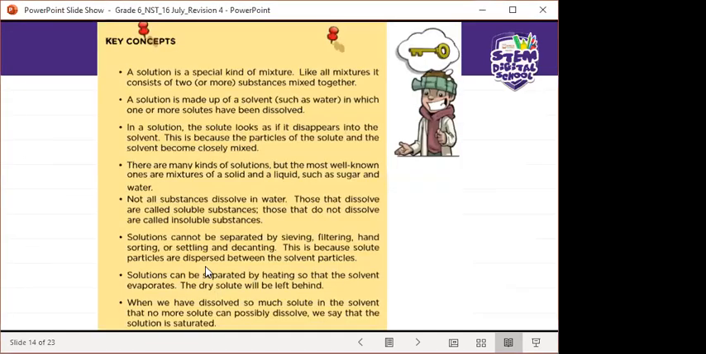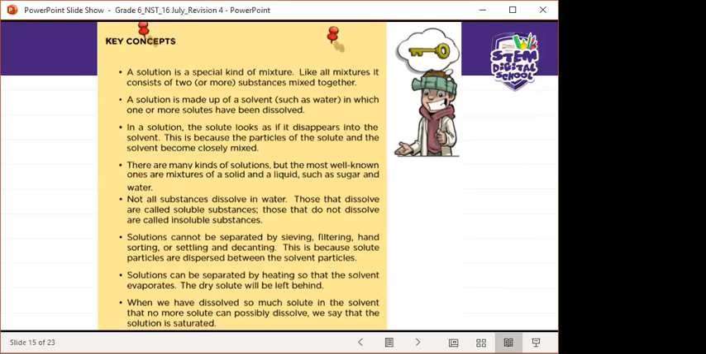Okay, so key concepts for this topic that we have just covered. A solution is a special kind of mixture. Like all mixtures, it consists of two or more substances mixed together. Then a solution is made up of a solvent, such as water, in which one or more solutes have been dissolved. In a solution, the solute looks as if it disappears into the solvent. This is because the particles of the solute and the solvent become closely mixed.